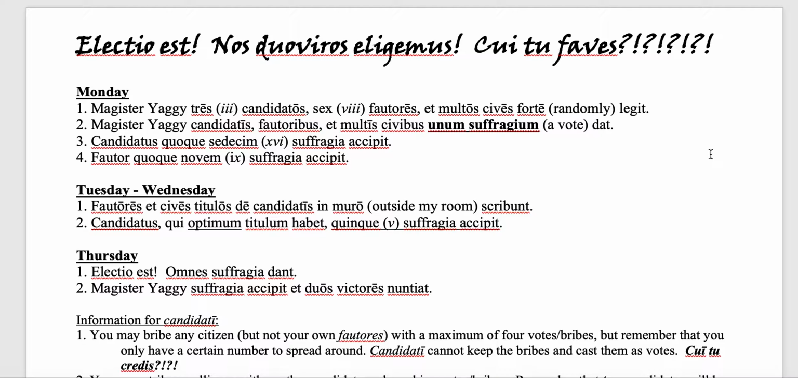So this one is just a real quick description of the election activity that I referenced in that webinar that people have been asking me about. Essentially, it's about a 4-day event, and it really doesn't actually take that much class time.